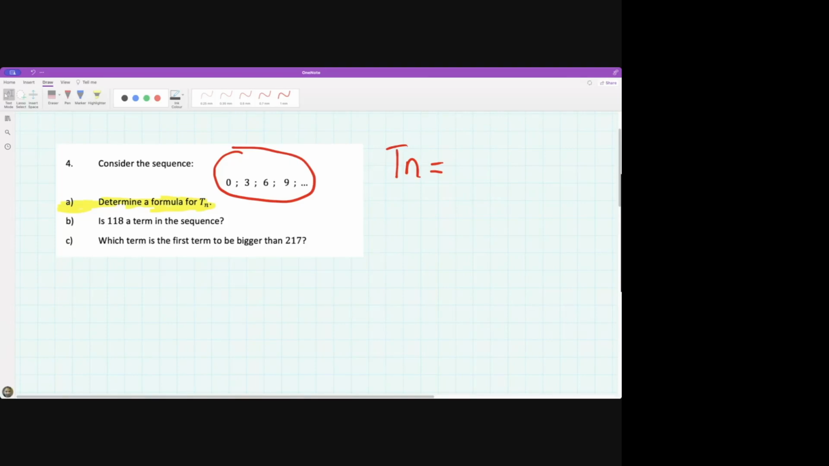So yeah, first question for today. Given the number pattern 0, 3, 6, 9, and so on, determine a formula for Tn. So what is the formula that would describe this number pattern? Now, what we're going to look at is the first difference between these terms, which seems to be 3. So that 3 is probably going to be involved in the formula somewhere.